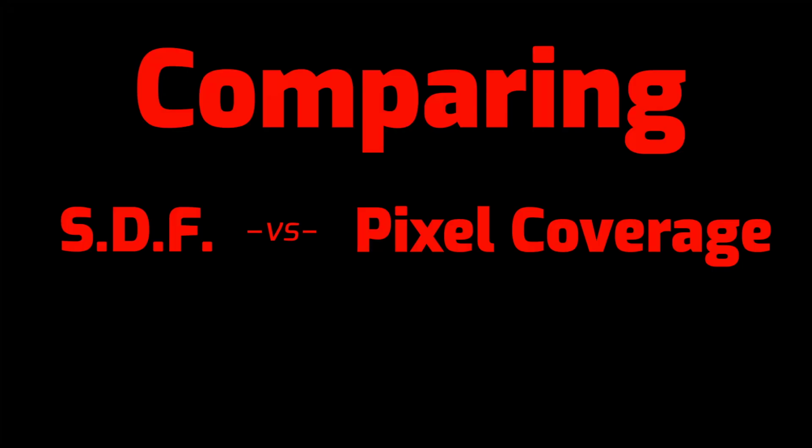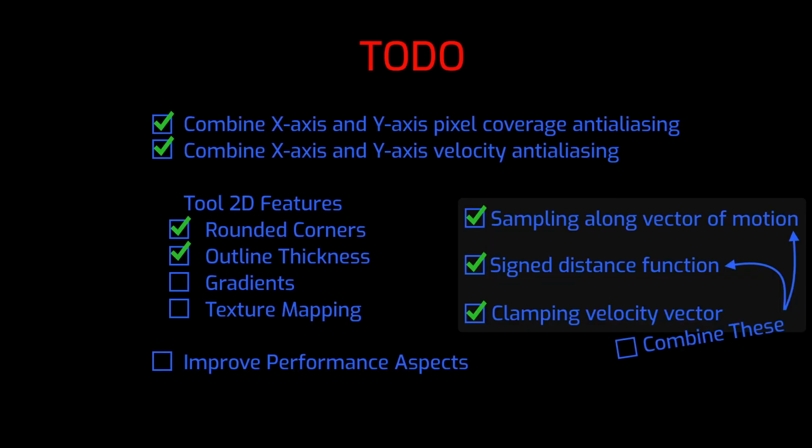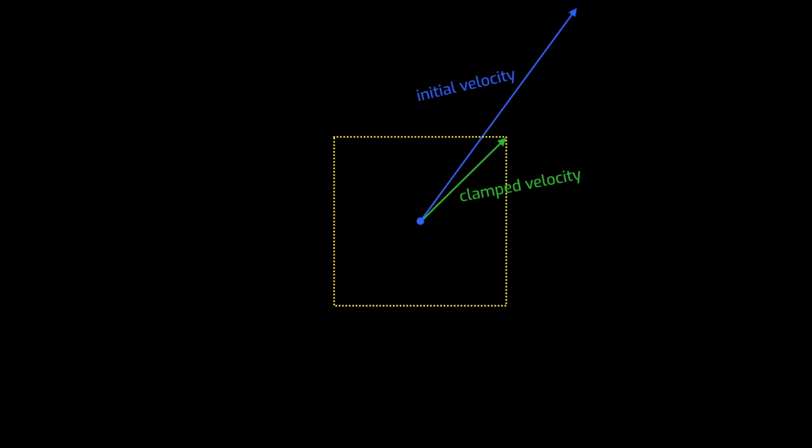And now, what I need to do today is combine the sine distance function with the motion blurring concept. But first, I need to correct a mistake. Previously, I tried introducing velocity clamping, but now I've realized that the way I did it is actually wrong.